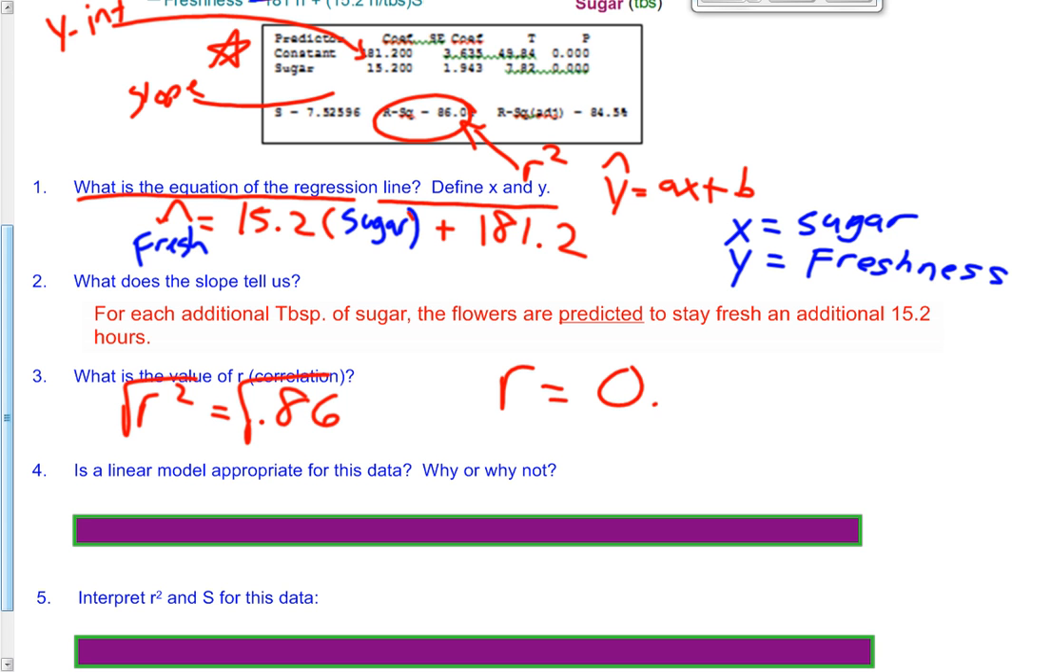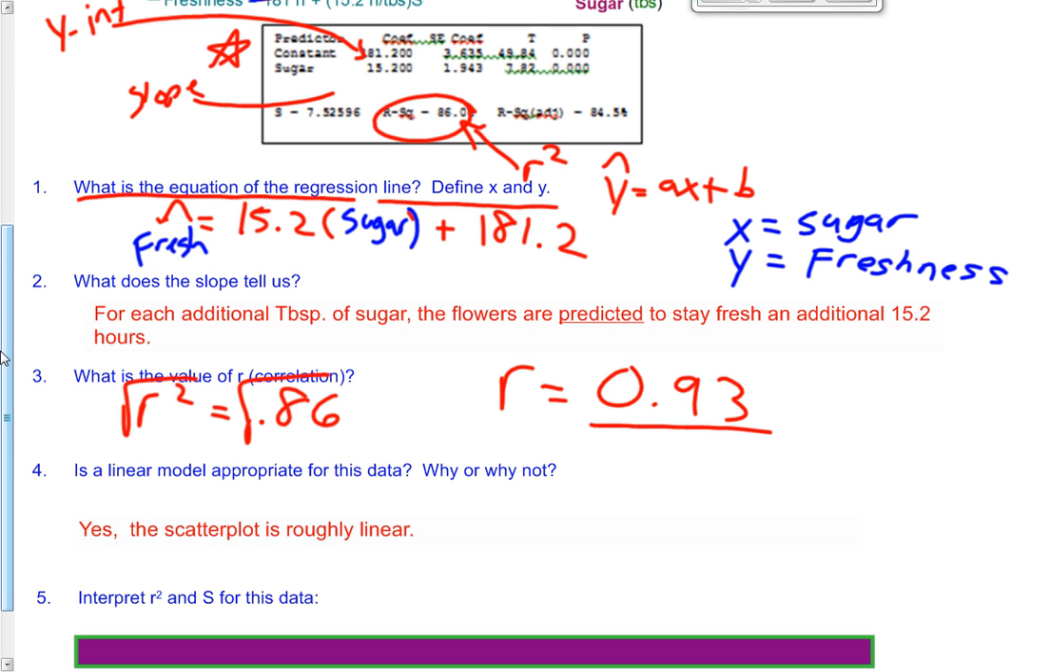R equals 0.93. So now that tells us, boy, 0.93, that's pretty strong. It's positive. So it's a strong, positive linear relationship between the tablespoons of sugar and the freshness of the flowers. So is this linear model appropriate? Yes, this is linear data.